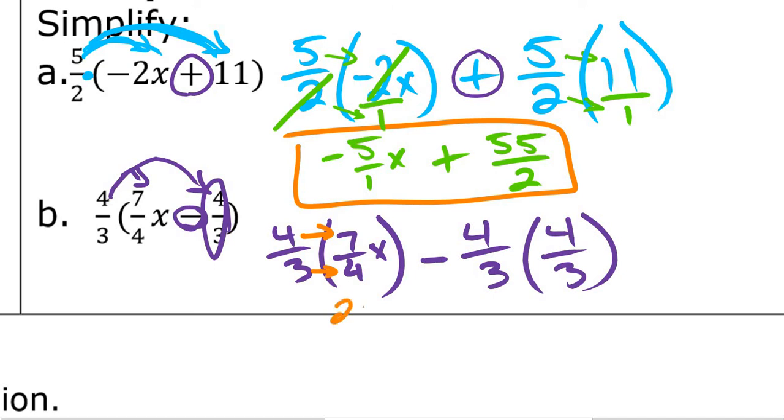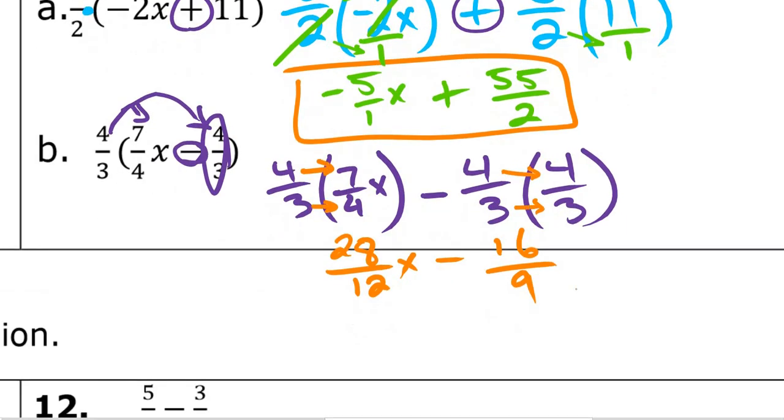4 times 7 is 28. 3 times 4 is 12, and the x is still there. 4 times 4 is 16. 3 times 3 is 9. Is that my final answer? Hopefully you said, no way, Jose. We can reduce it. So 28 over 12 can both be divided by, if you said 4, you are correct. How could we have stopped ourselves from having to reduce it now? By, instead of multiplying at this stage, seeing that in the numerator and the denominator there was a 4, that would have left us with 7 over 3x.